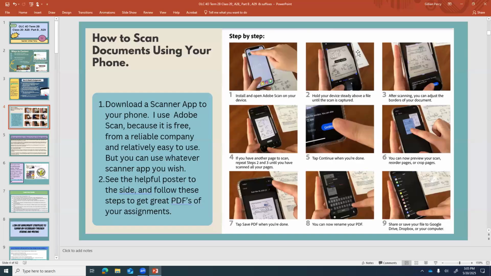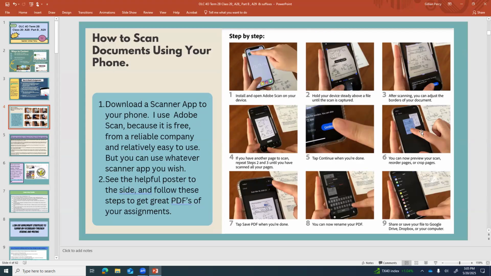And you just hold it over your assignment and take the picture. You can see there are some little blue dots that line up with the corners that you can play with if you need to. You can also adjust the borders if you ended up getting a little bit of your table or something in there. And then you just keep on doing steps 2 and 3 over and over again until all the pages for your assignment are in there.